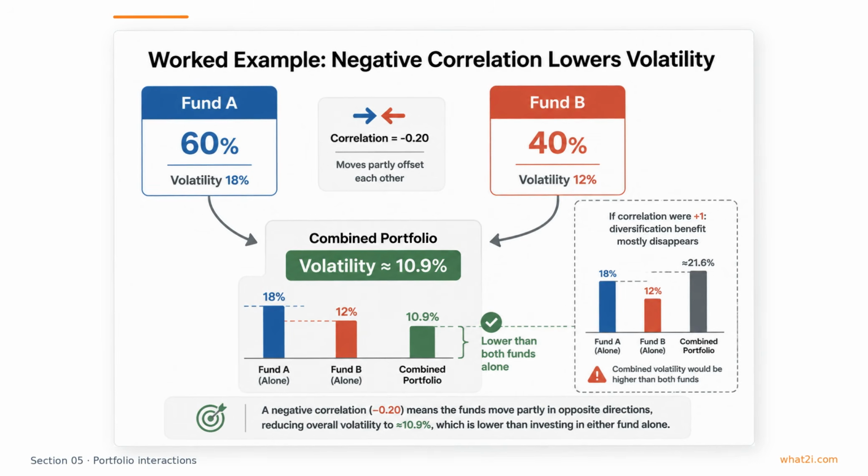When combined, the portfolio volatility is about 10.9%. That is lower than both 18% and 12% individually, which is a powerful demonstration of diversification. The key is not that one fund is safe, but that the interaction between the two reduces total risk.